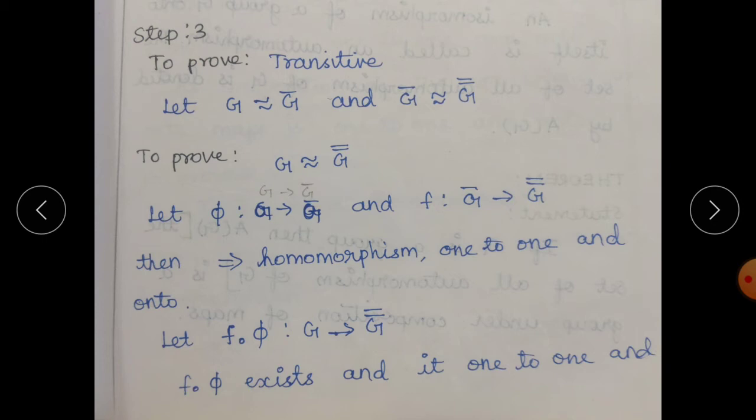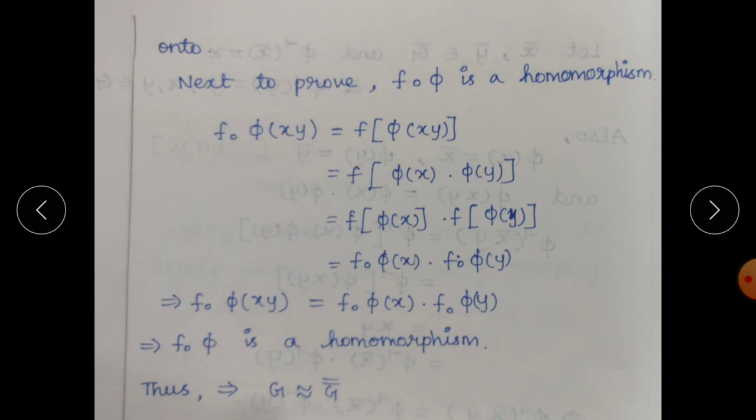For this, first we have to define phi, and second we have to define F. The mapping phi is from G to G bar and the mapping F is from G bar to G double bar. Both are homomorphisms, one to one and onto. So we have to consider the mapping F composite phi, that is from G to G double bar. We have to show that F composite phi exists and it is one to one and onto.